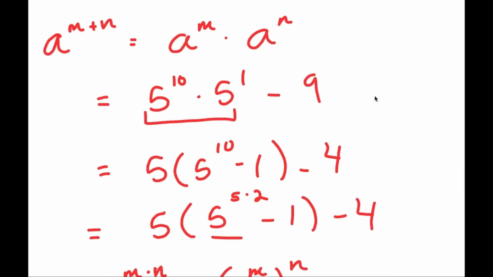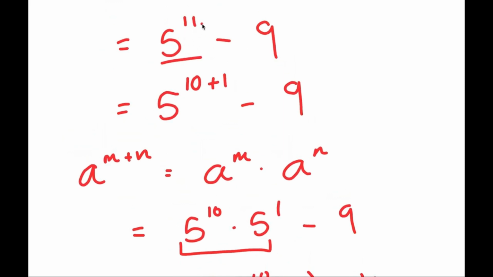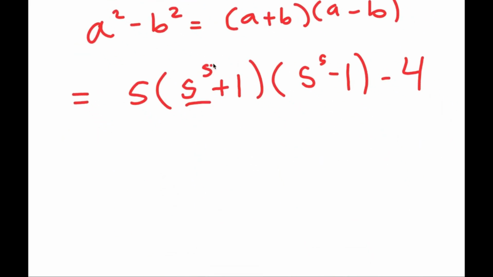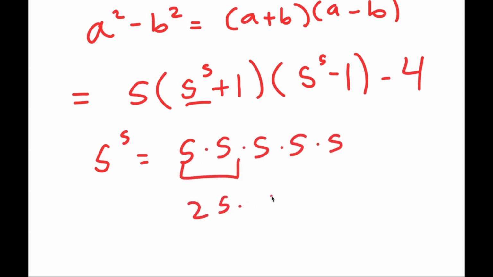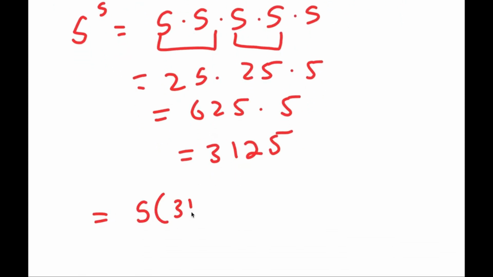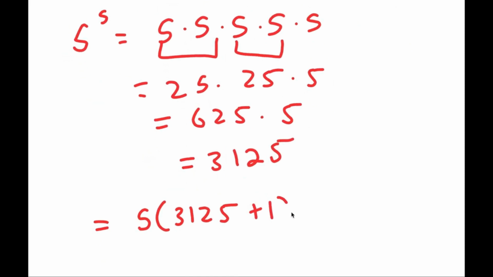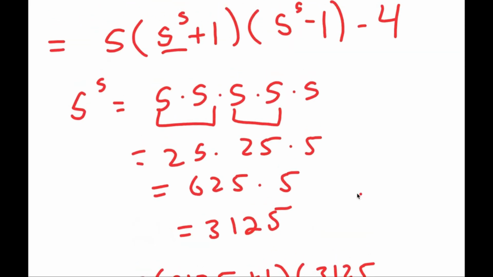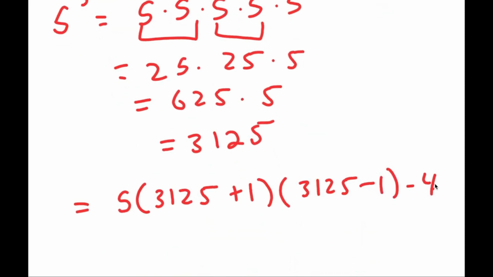Now earlier, remember we had 5 to the power of 11, which was quite difficult to solve, but now we have 5 to the power of 5, which is actually much simpler to solve because it's just 5 multiplied by itself 5 times. 5 times 5 is 25, so I have 25 times 25 times 5, which is 625 times 5, which is 3,125. So I get 5 times 3,125 plus 1 times 3,125 minus 1 minus 4.